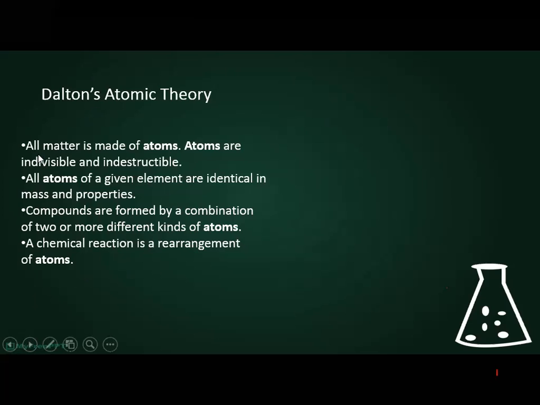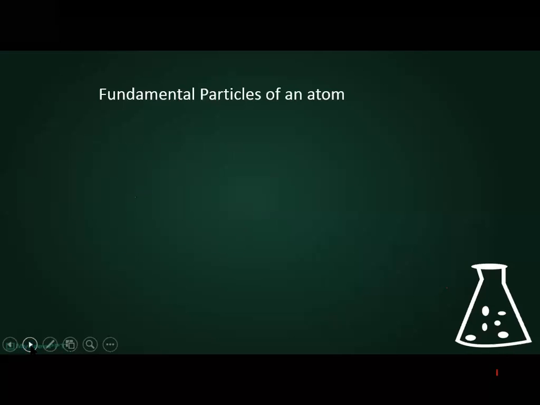So I'm recapping it again. All matter is made up of atoms, so we define atom as indivisible and indestructible particle. All atoms of a given element are identical in mass and properties. Compounds are formed by a combination of two or more different kinds of atoms by a chemical reaction. So what is a chemical reaction? It is a rearrangement of atoms.